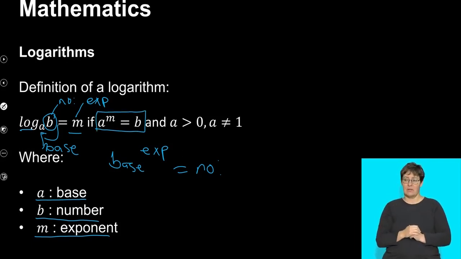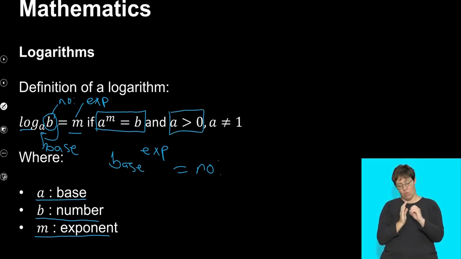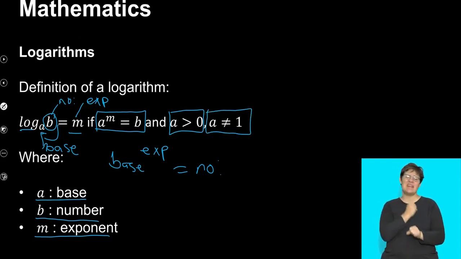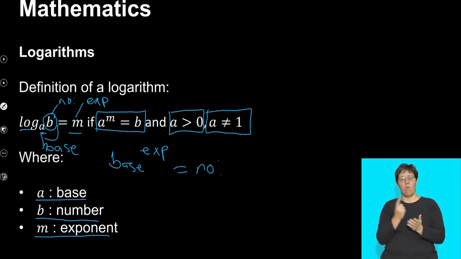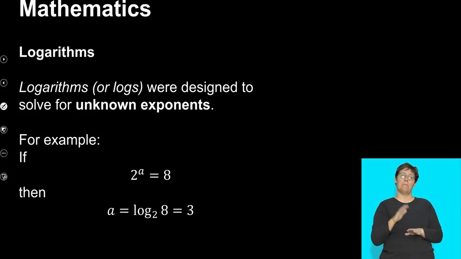But what you need to know about this is that a must always be greater than 0, and also a must never be equal to 1, because you can't have a base of 1, right? Because 1 is just 1. Anything that you raise 1 to will forever be 1. So you can't say my base is 1.